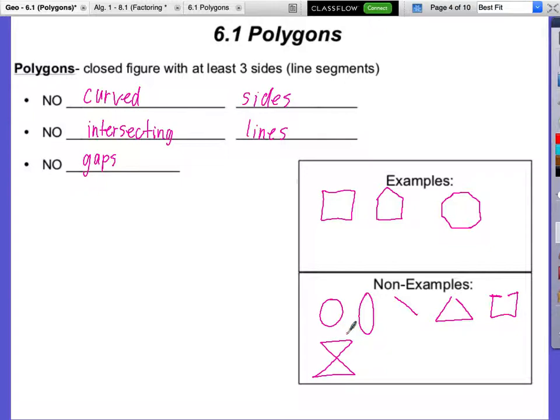Okay, what about this? Why not? Intersecting lines, right? Even though there's no gaps, there's no curved lines, it has intersecting lines. It's an hourglass.